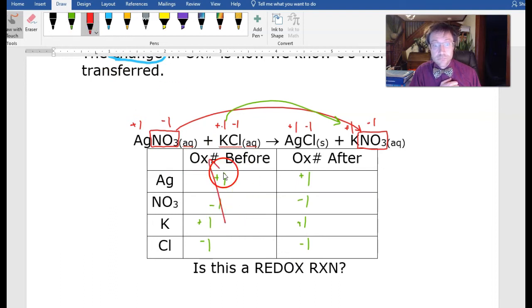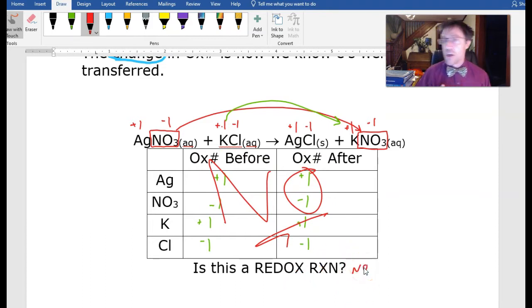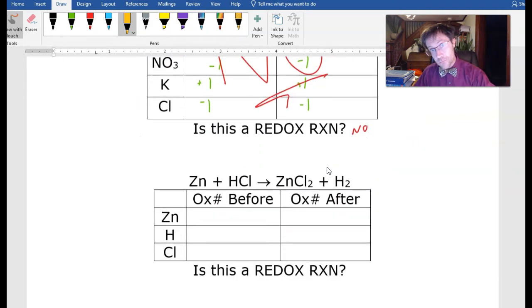No, not a redox reaction. This is not a redox reaction. No electrons have been transferred. It is a chemical reaction. There is a chemical change, right? We have this really wonderful precipitate going on right here. Aqueous, aqueous, solid, aqueous. It's a precipitate reaction, but definitely not a redox reaction. No electricity happening here. Let's move on.